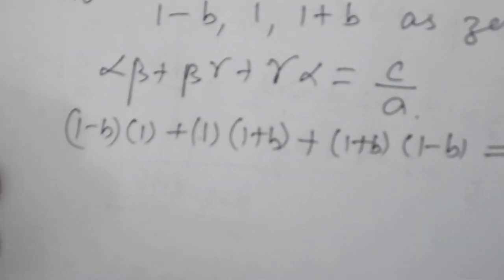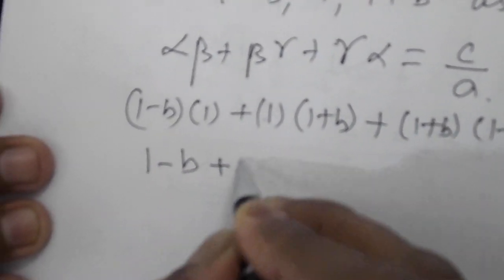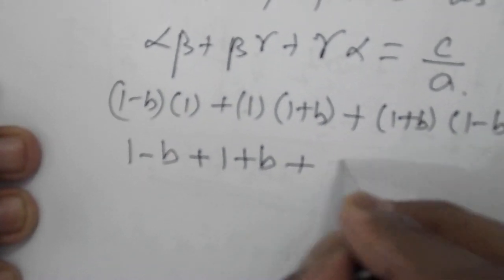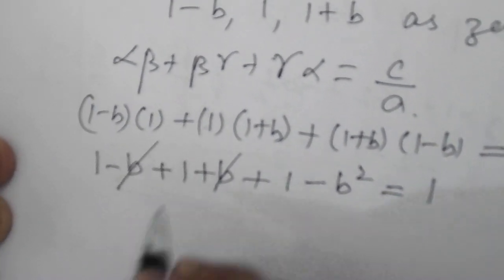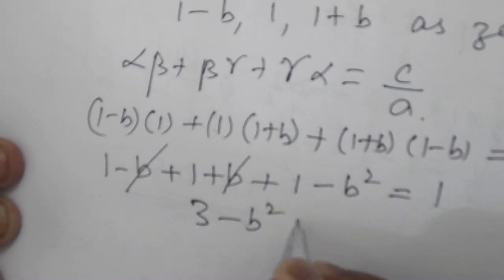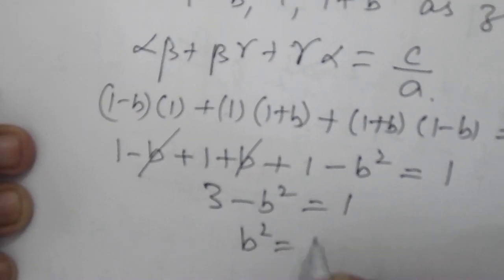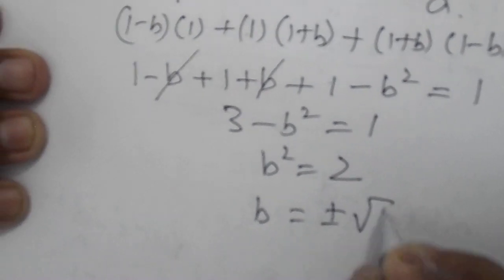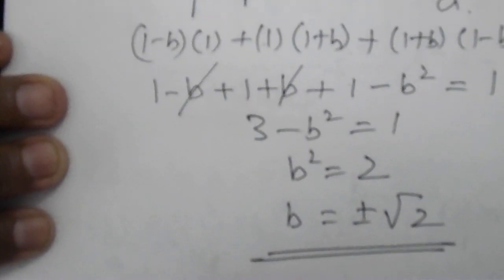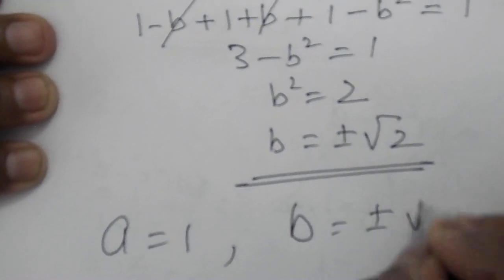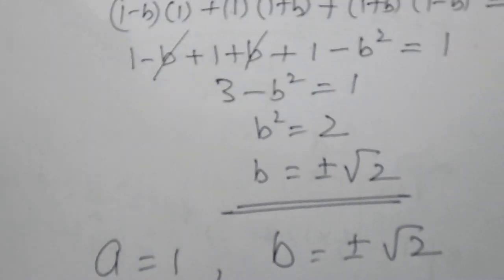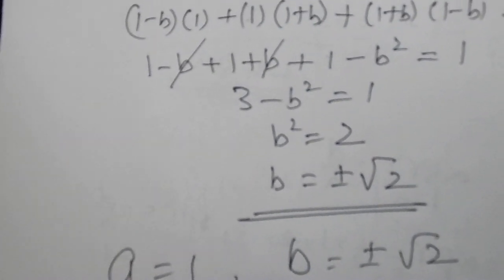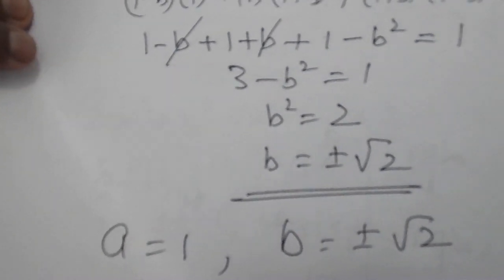So this is equal to 1. Now students, let us solve it. This will become 1 minus b plus 1 plus b plus, we multiply these two, 1 square minus b square is equal to 1. b and b gets cancelled. So we are left with 3 minus b square is equal to 1. b square is equal to 2. b is equal to plus minus root 2. So we have got a value as 1 and b value as plus minus root 2. Very important question, and this is the way we have to solve this kind of question to get the value of a and b. Now students, I hope you must have understood this question.